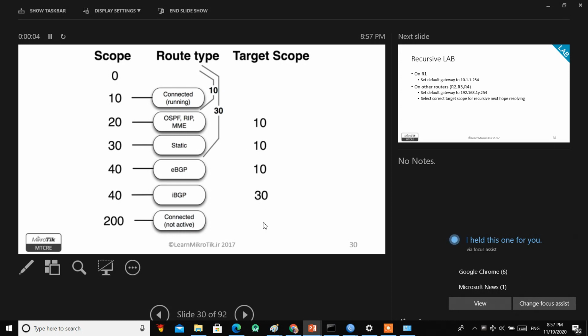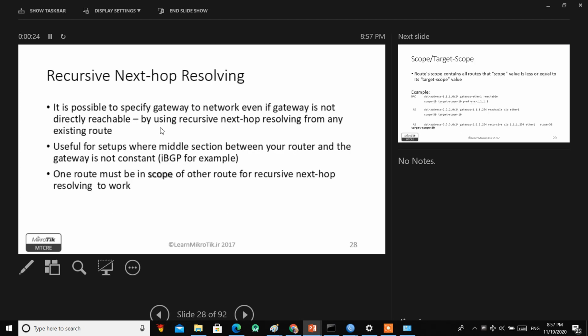Scope and target scope. For example, connected route scope is 10, OSPF and RIP is 20, static is 30, EBGP is 40, IBGP is 40, connected not active is 20. MikroTik does not run any scenario, just teaches you. It is possible to specify a gateway to a network, even if the gateway is not directly reachable. You can change the scope. Yes, we can change all of it.